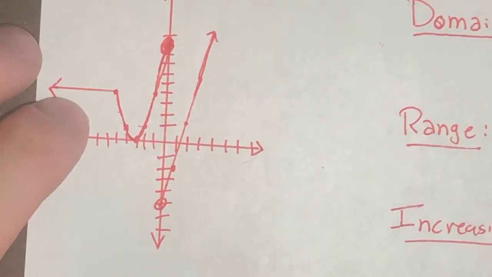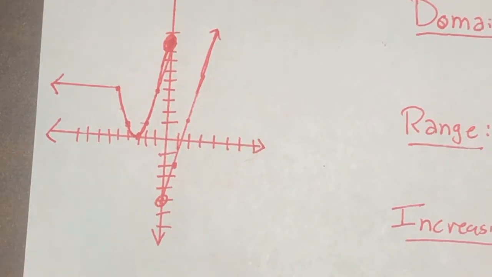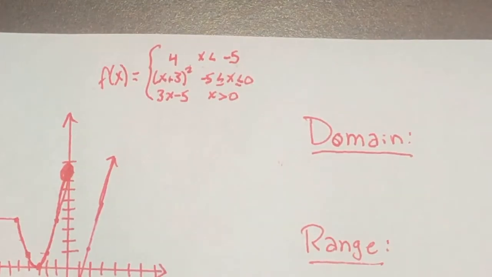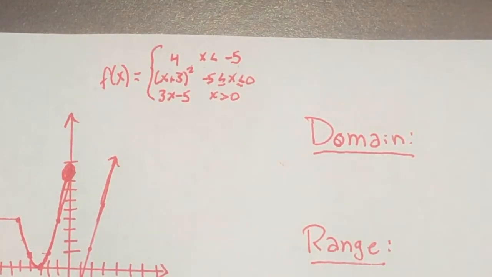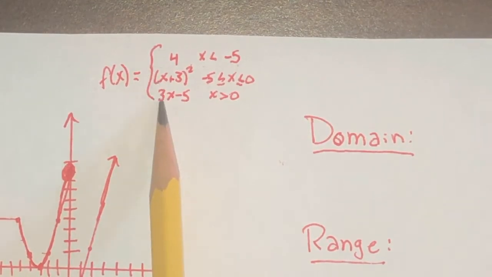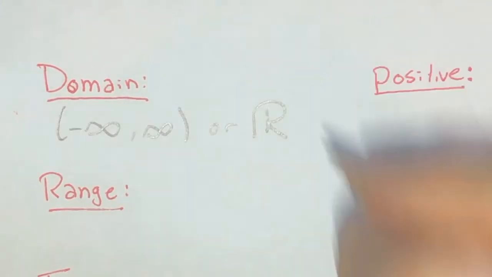The domain, think about this. The domain is still everything. No matter what you plug in, you know that you're going to get an output. If it's anything up to negative 5, you can plug it in. Use this rule. If it's anything between negative 5 and 0 inclusive, you got it. Use this rule. If it's anything more than 0, you got it. Use this rule. So this has a domain of, again, negative infinity to infinity, okay, or all real numbers.